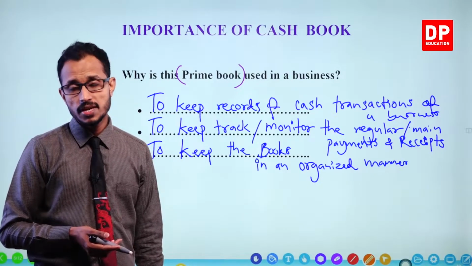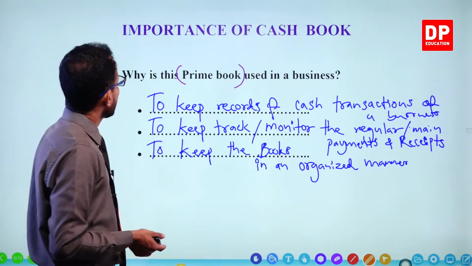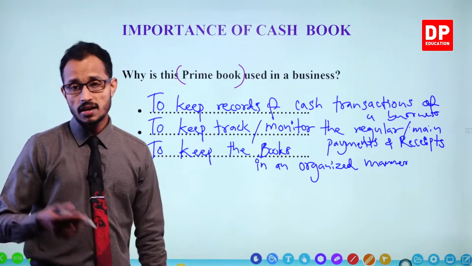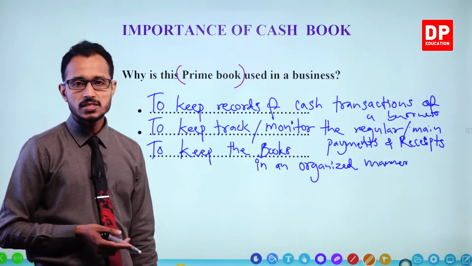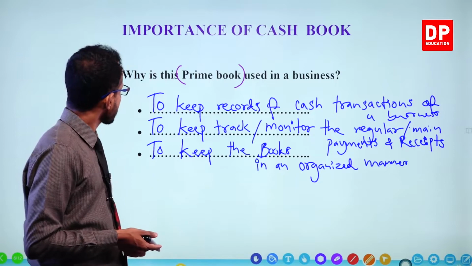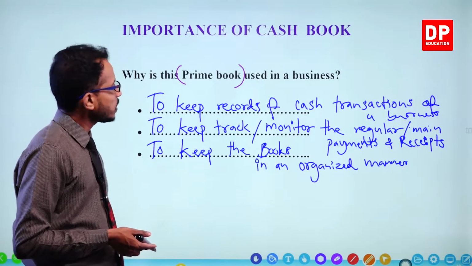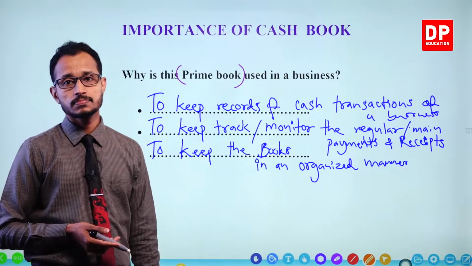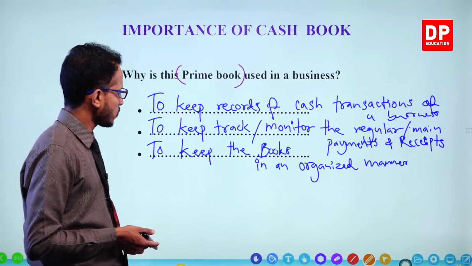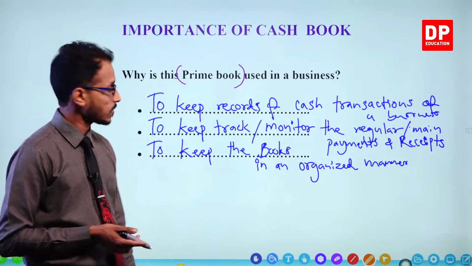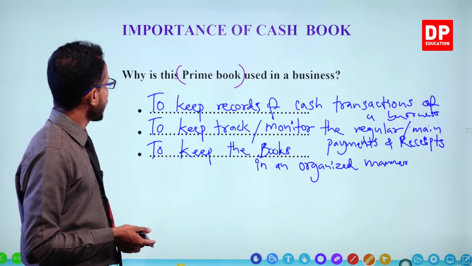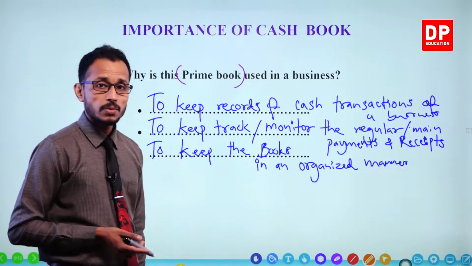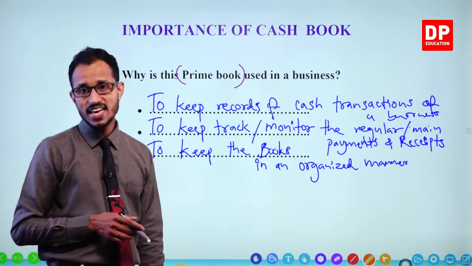The main role is keeping records of all the cash transactions. It is important to keep track or keep monitoring the regular and main cash transactions, cash payments and receipts. And another importance is to keep the books of accounts in an organized manner. Those are some of the main reasons why we keep the cash book.